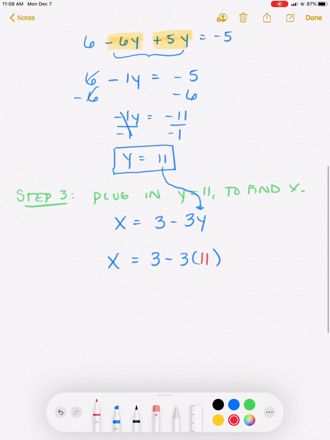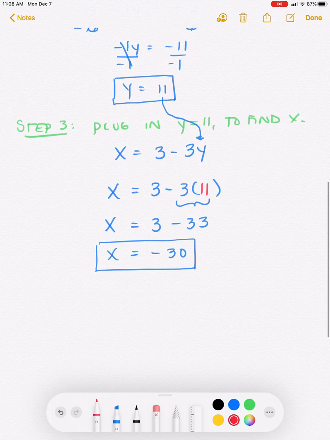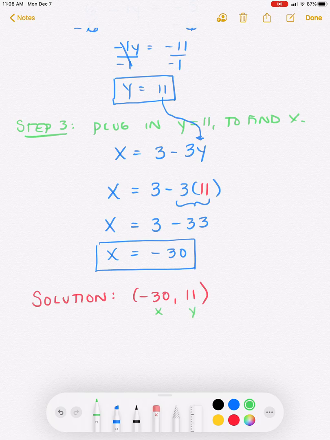Now this is where you can either get your calculator or we can keep going, doing mental math. 3 times 11 is 33, but 3 minus 33 is going to be negative 30. And so we have just now found the value of x and y. Now, quick reminder, when we write the solution to a system of equations, we represent that solution as the ordered pair negative 30, 11, where it's always assumed that the x coordinate comes first and the y coordinate comes second.